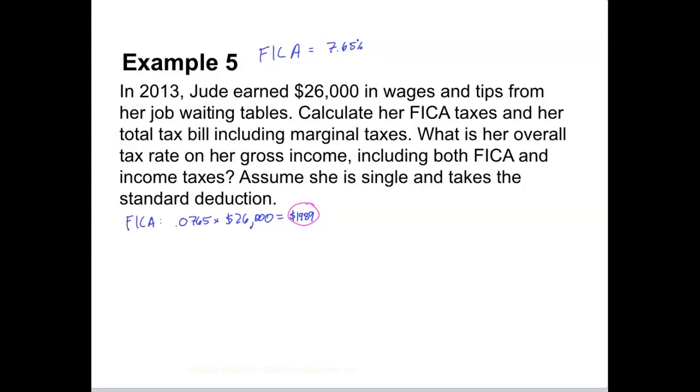So now we're going to see fully how to calculate her total tax bill, including marginal taxes. So we're kind of going to use that flow chart. We're going to start with Jude's gross income, which is $26,000. It doesn't say that there are any adjustments to be made. She didn't contribute anything to a retirement account, anything like that that we can subtract off.